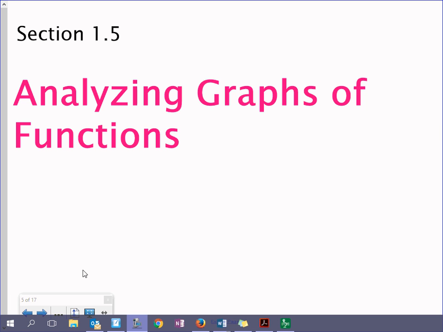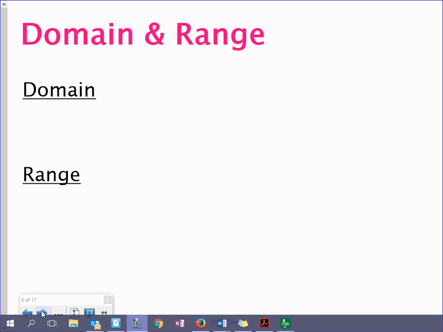Okay, so sections 1.1 to 1.4 are really the things that are on the summer skills packet. So we're starting up with section 1.5, and like I said, a lot of what we're going to talk about right now, you've already done either in Algebra 2 or Algebra 3. Domain and range.